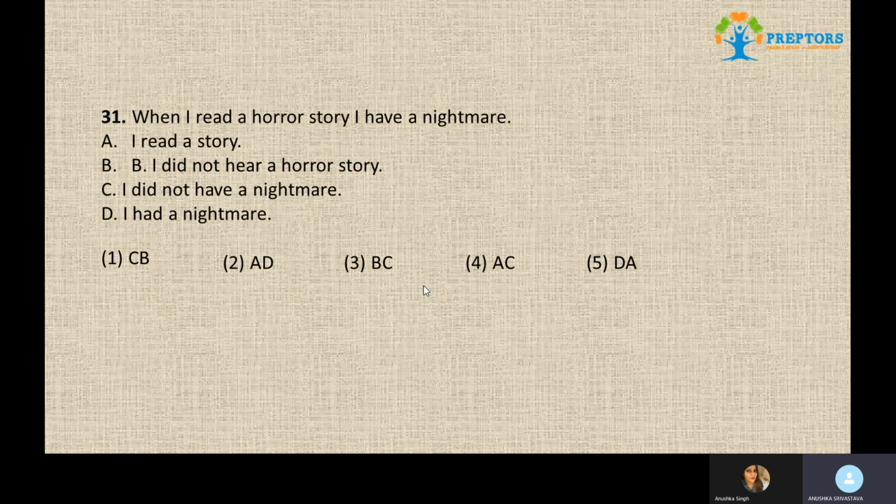This is again case 2, cause and effect. So when I read a horror story, I have a nightmare. The cause is reading a horror story. Having a nightmare is the effect. I do not have a nightmare. This is negation of the effect, which means you did not read a horror story. This is negation of the cause. So CB in that sequence becomes my answer.